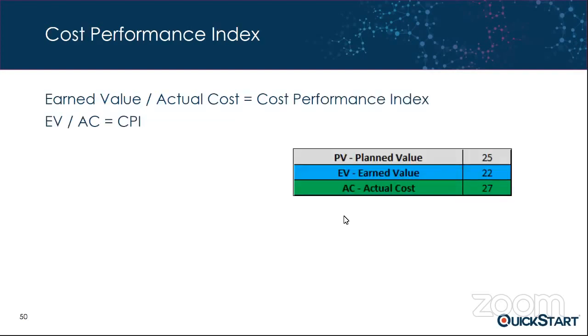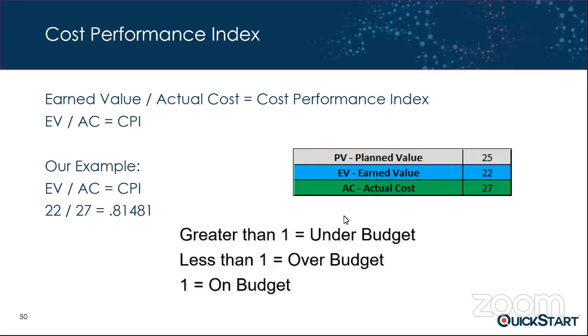The cost performance index is calculated by taking the earned value and dividing it by the actual cost, and we've done that here so that we can see our cost performance index, our CPI, is equal to 0.81481. And again, you may say, okay, well, Rich, what does that mean? What's the benefit of that? How do I interpret that? We have to have our decoder ring here, and you have to know that if CPI is greater than 1, your project is under budget. If it's less than 1, you're over budget.